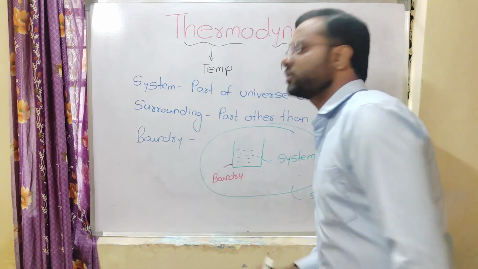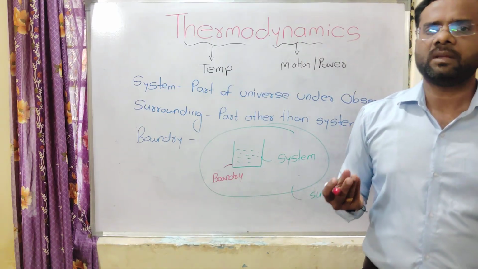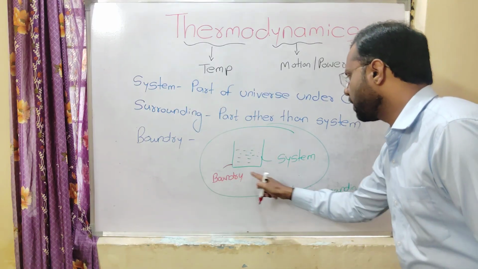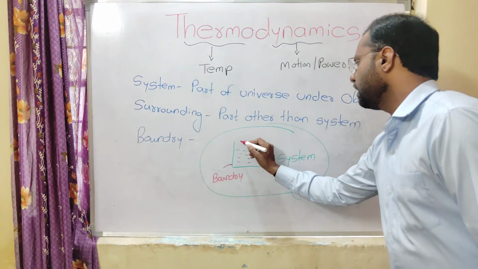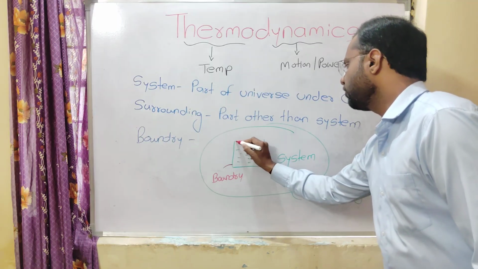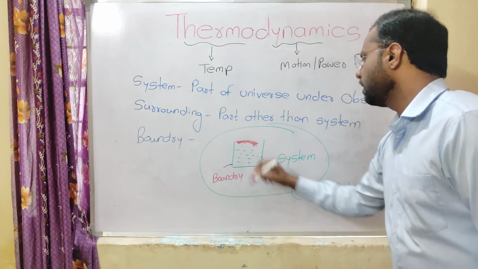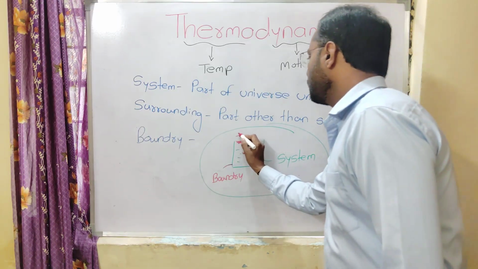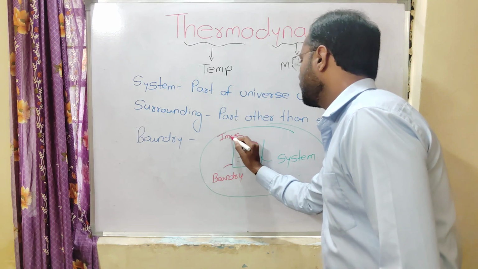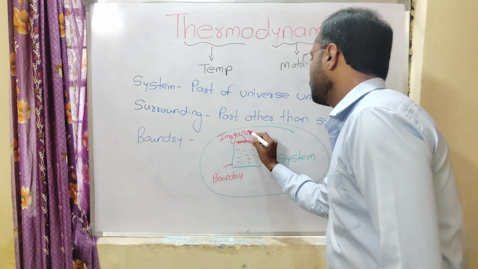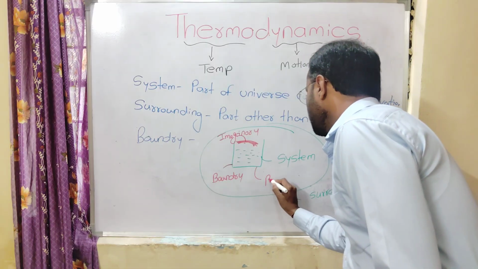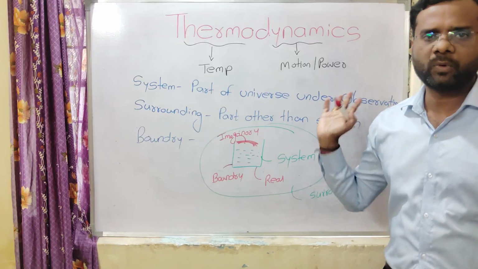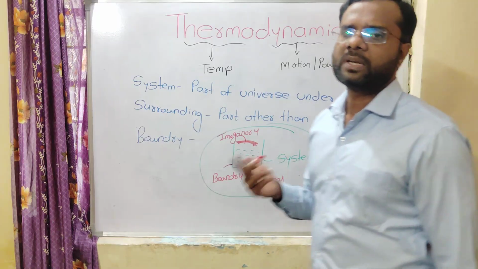Now the question that comes in your mind is whether the boundary is real or imaginary. So in that example you can see that the wall of the container we are clearly seeing, so this boundary is real. But in the other case we can't see any difference between system and surrounding, so this is our imaginary boundary. So there are two types of boundary. One is real boundary which we can see, and the other boundary is imaginary.